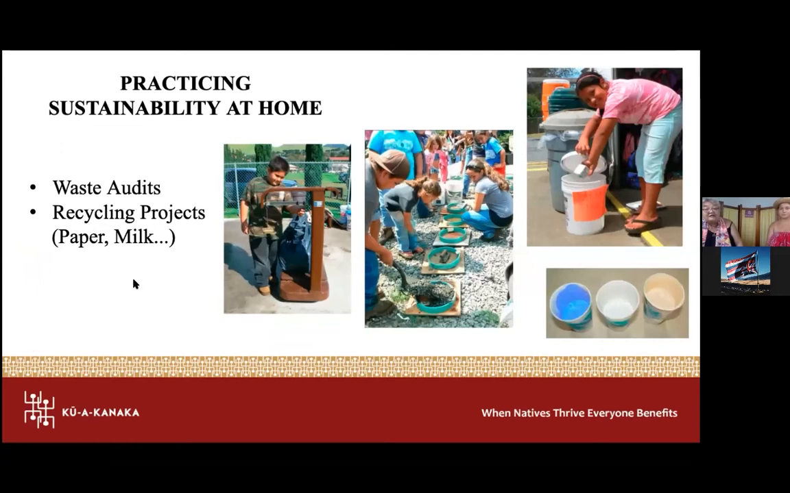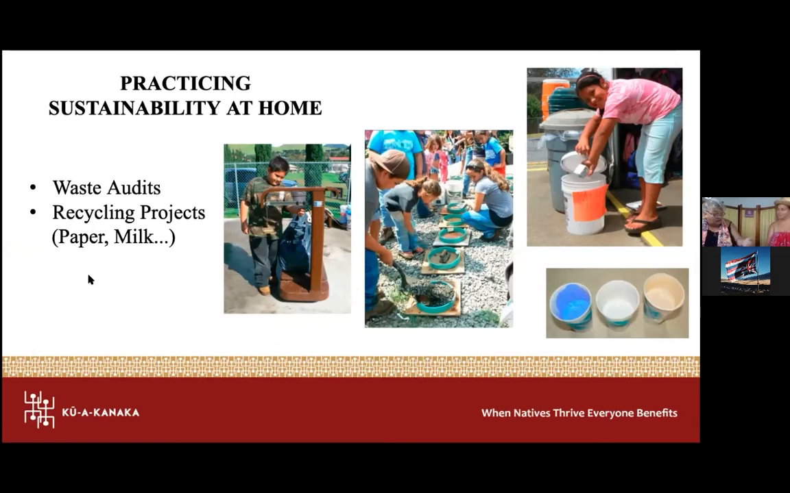The other thing is practicing sustainability at home. We talk about recycling, but how many of us are actually practicing it at home? Here you can give them assignments on, first of all, doing waste audits. What kind of rubbish are you producing at home, and where is it going? How is it being thrown away?